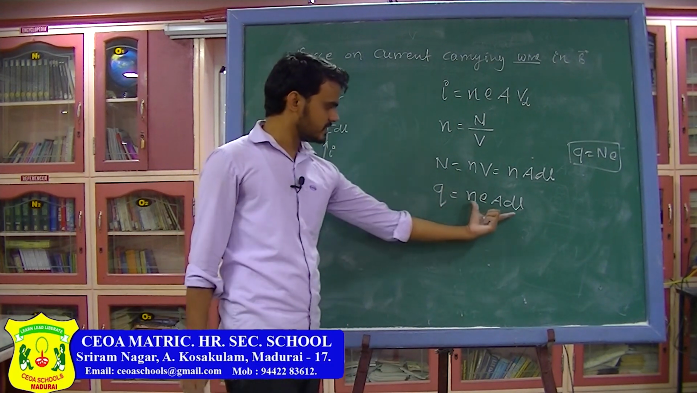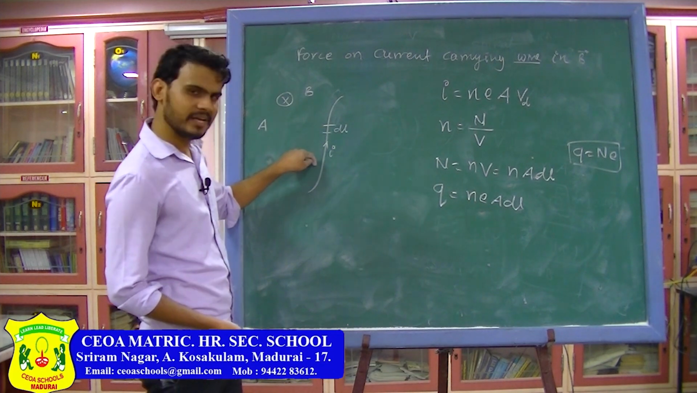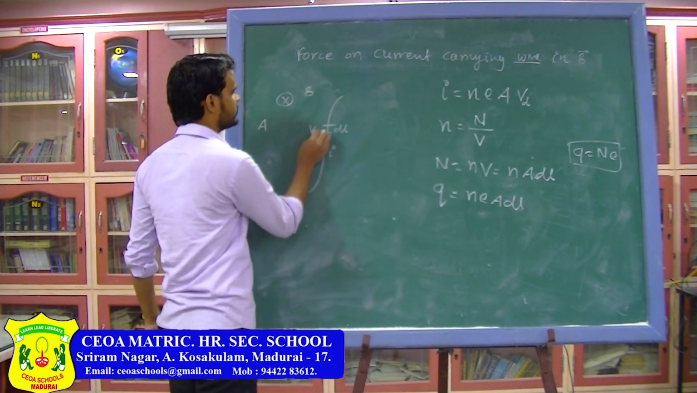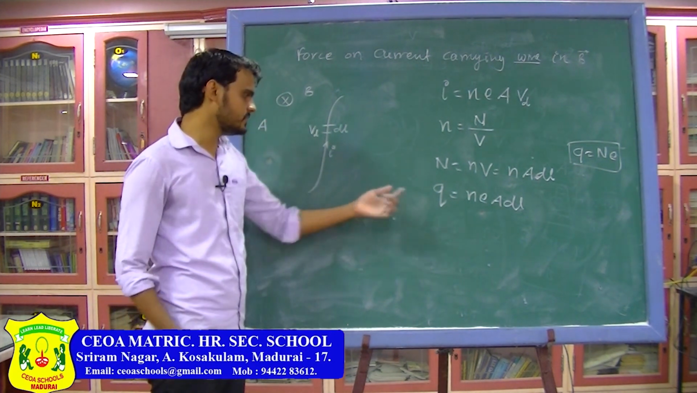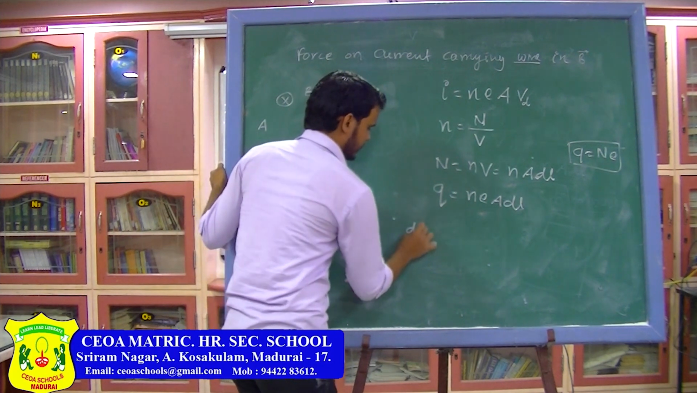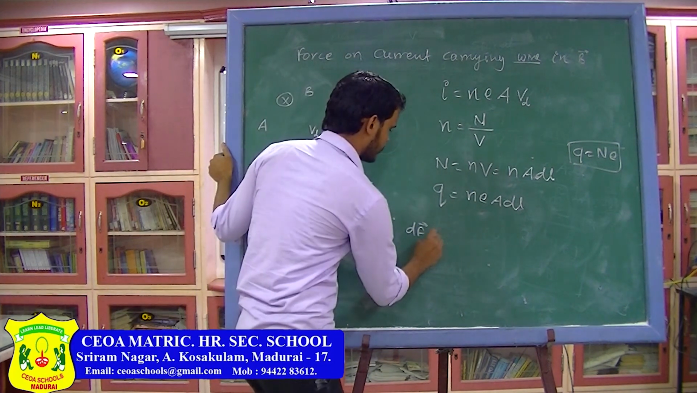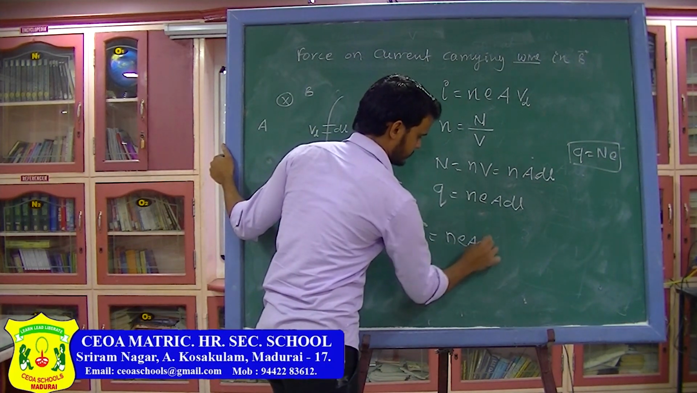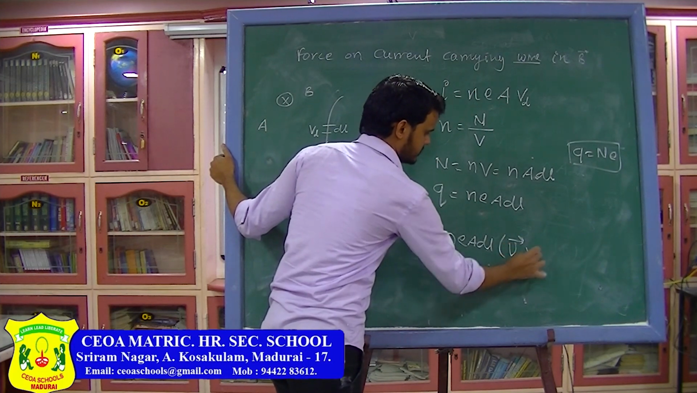So I have this much charge which is n e A dl, which is moving in downward direction. I am assuming that positron is moving in this direction. So here they are moving with a velocity of Vd, and you know that force on a moving charge can be written as, so I can say a very small force on this small cross section can be written as q, which is this n e A dl V cross B.